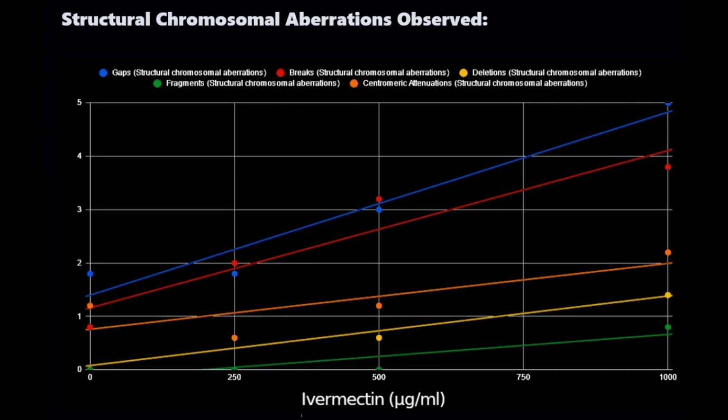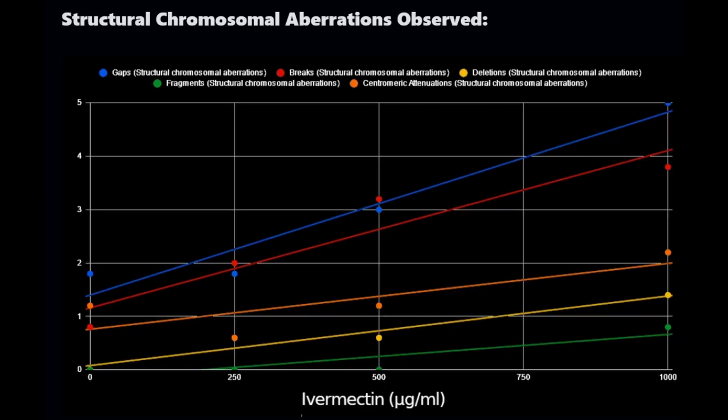And speaking of dose dependent, this is a chart of structural chromosomal aberrations, broken down by type. The blue is the gaps, the red is the breaks, the yellow is the deletions, green is fragments, and finally the orange is the centromeric attenuations. And we see for all of these examples, as evidenced by the trend lines, as the ivermectin dose increases, so too do the chromosomal aberrations.